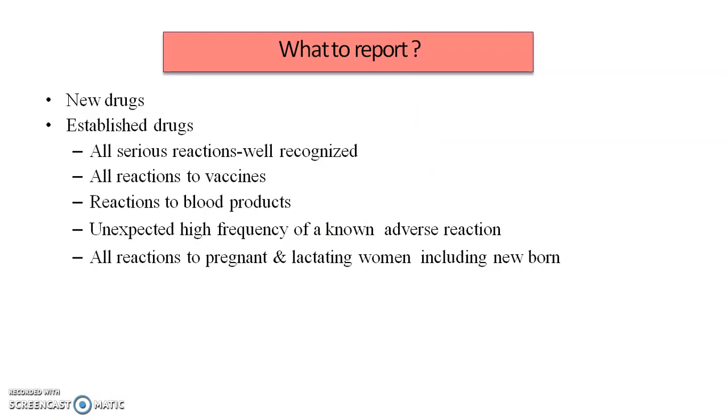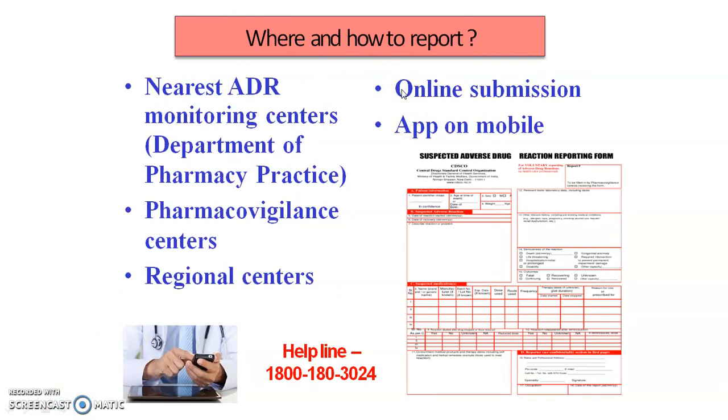So we, as healthcare professionals, report every adverse drug reaction caused by a new drug, or any drug which is already established where it is going to cause serious reactions which are well recognized and documented, and these can also be reported. All reactions to vaccines which are available, for example polio, BCG, tetanus, any vaccine which is available, we can report. We can also report reactions to blood products, and we can report an unexpected high frequency of unknown or known reactions, and we can report reactions in pregnant or lactating women, including newborn babies. If we want to report, the next question is where to report and how to report.